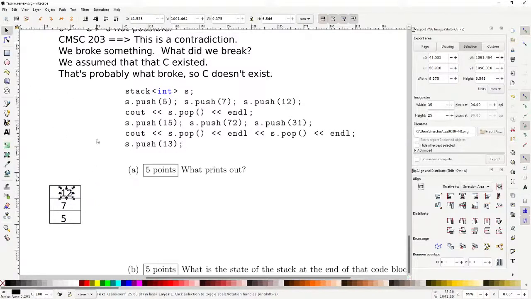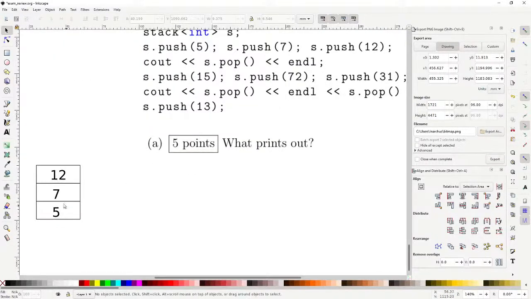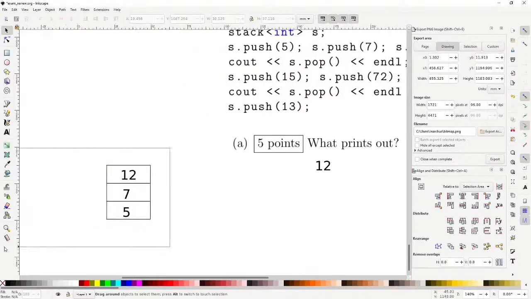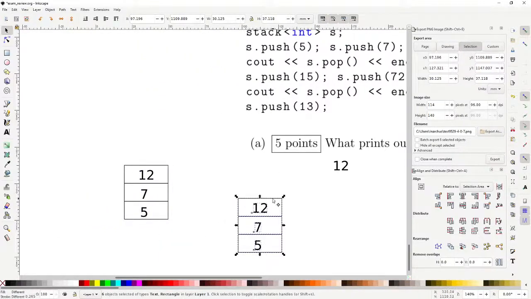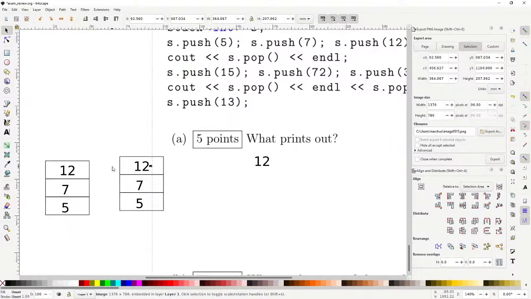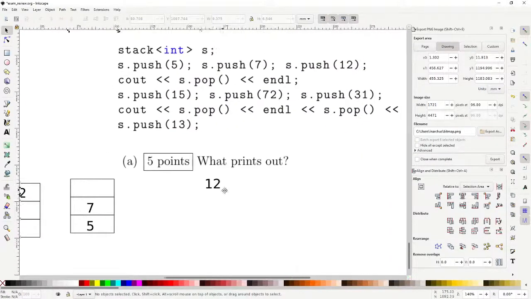And then I guess we're going to pop, and I see out s.pop. So the first thing that's going to print out is 12, and then we delete this node. Actually I'm going to keep this one, and I'm going to say this is step 1. Step 1 is this, and then I'm going to copy paste it, and we'll just start from here. So we'll just say this is now this.